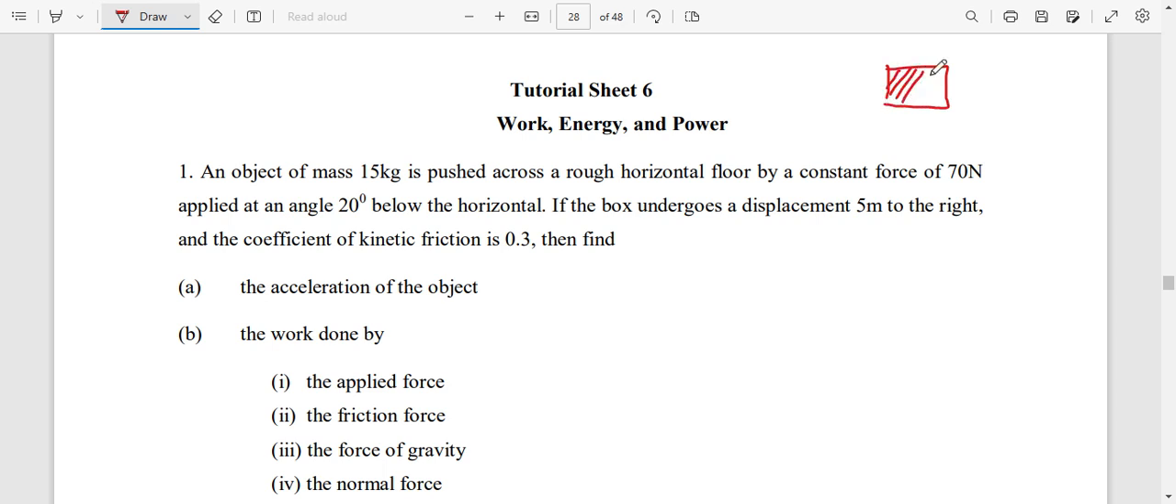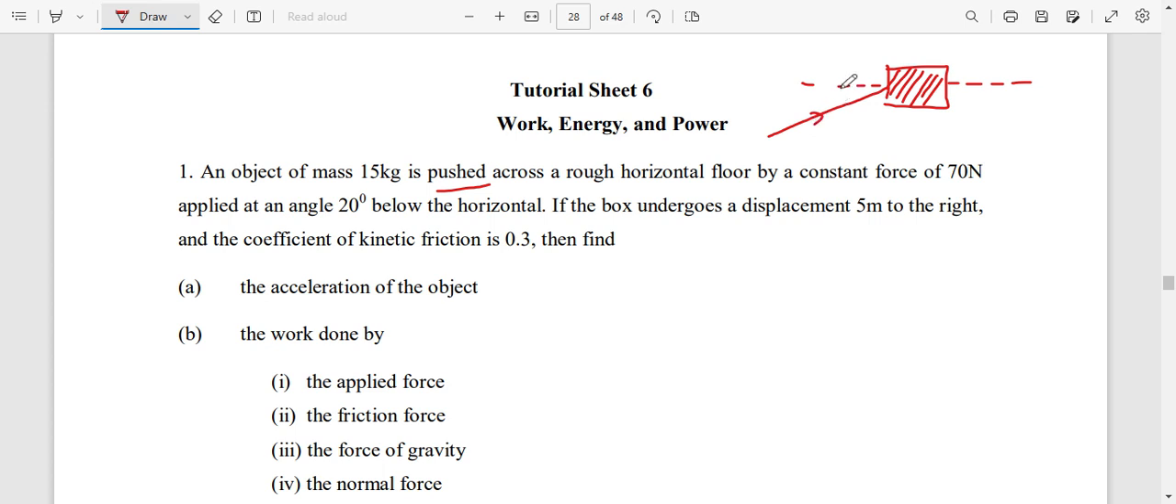You have got this box which has got a mass of 15 kg. So you get to push it horizontally with a force of 70 newtons. Now the force, you don't apply it straight, you apply it at an angle of 20 degrees below the horizontal. So here is the horizontal here. So you are pushing below the horizontal. This is what is happening.